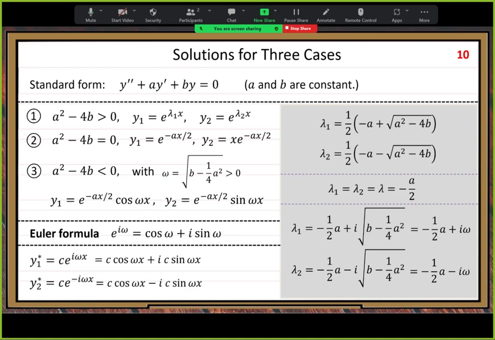Y2 also uses the Euler formula, the only difference is changing plus to minus. Now, can we get rid of i in an easy way? Two solutions added together, is it a new solution? This is a homogeneous equation. We have two solutions, then we add them. Is it another solution? It's also a solution, right?